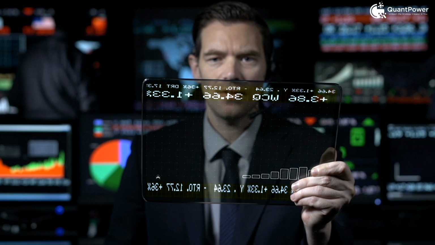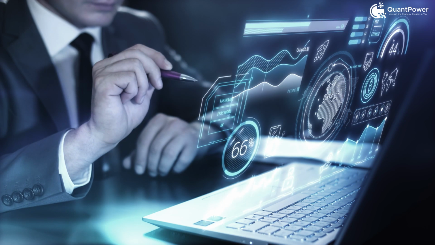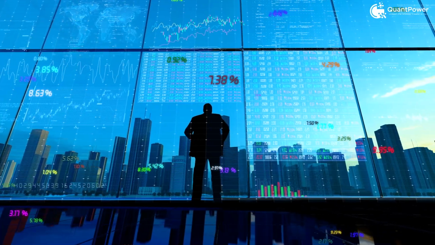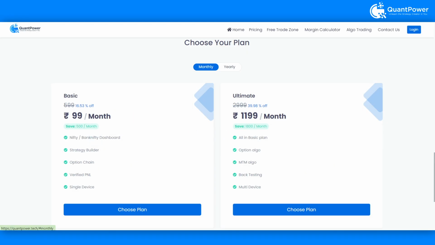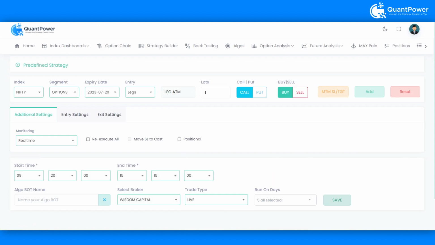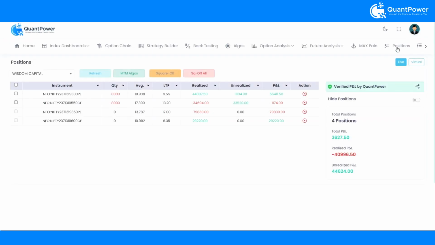To sum it up, both QuantPower and Sensibull have their unique features and cater to different trading preferences. QuantPower excels with its comprehensive option trading features, user-friendly interface, pricing flexibility, support for algo trading, backtesting capabilities, and the convenience of managing positions and order book in one place.